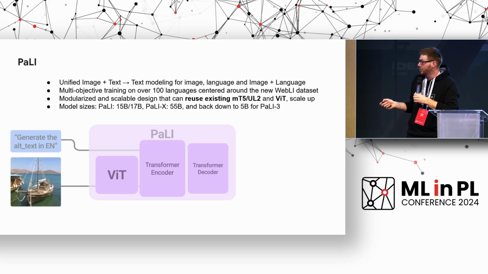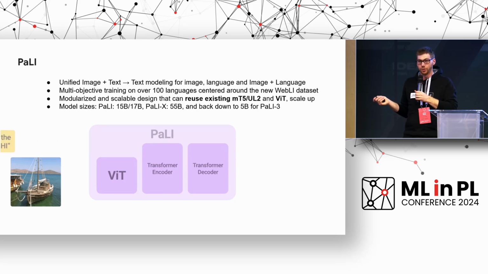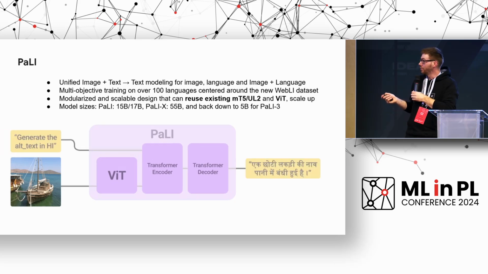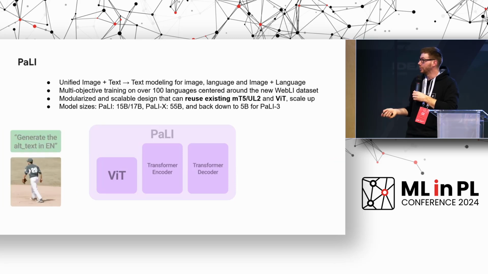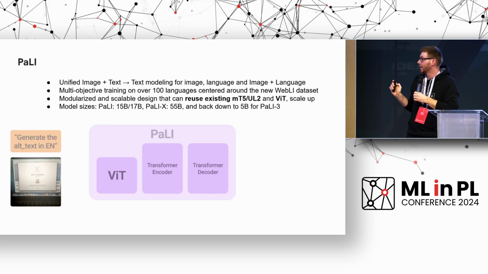And then usually you have some kind of language model that you stick together with this, and the language model is also usually pre-trained. In the early works, this was T5 or MT5. Later it became UL2, which is kind of an improvement of T5. And even later it became the decoder-only Gemma.